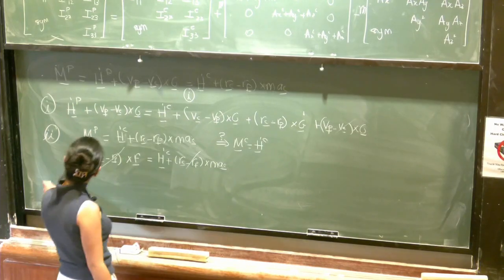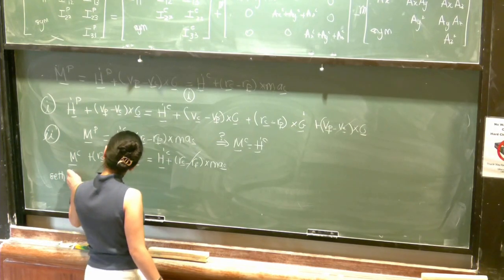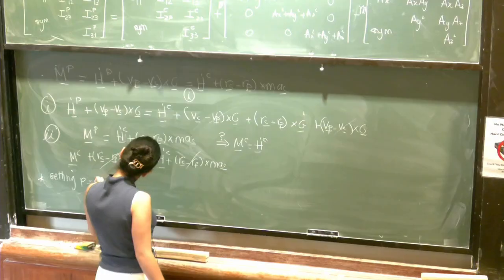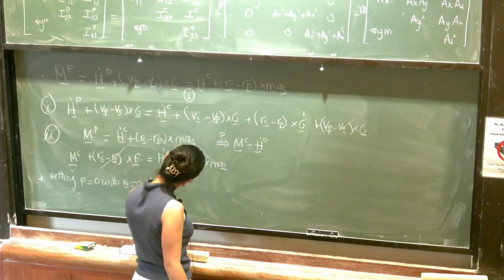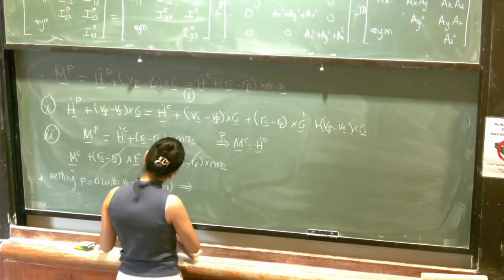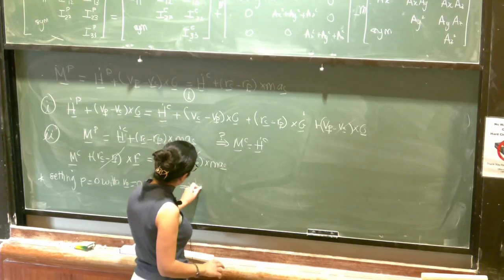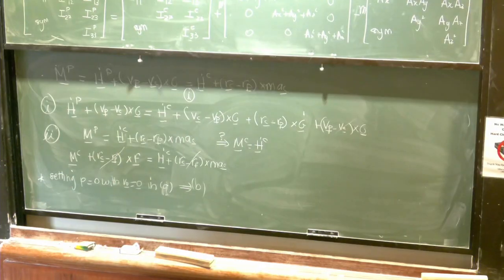So setting P equals O with VO equals 0 in C, this should give form B. So then all the forms of the balance of angular momentum are indeed equivalent, A, B, and C. Make sense? Any questions?